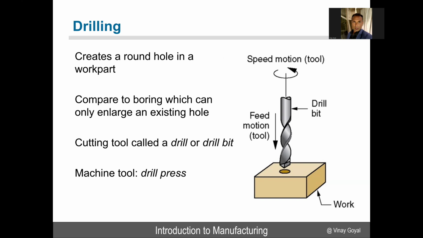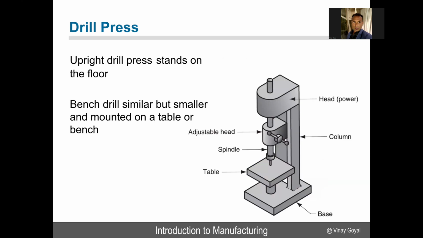The cutting tool is called a drill or drill bit, and the machine tool is called a drill press. The drill press is an upright drill press and stands on the floor. The bench drill is similar but smaller and mounted on a table or bench. Here you have the head power, the column, the base, the table, the spindle, and the adjustable head. And here's where you will have the drill bit, and it will go into the part. We call this a drill press.